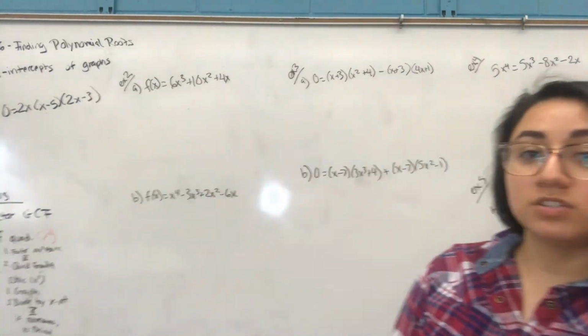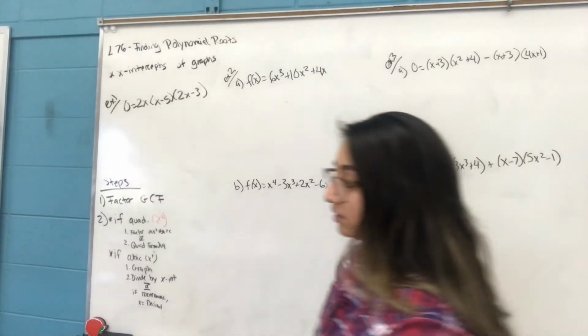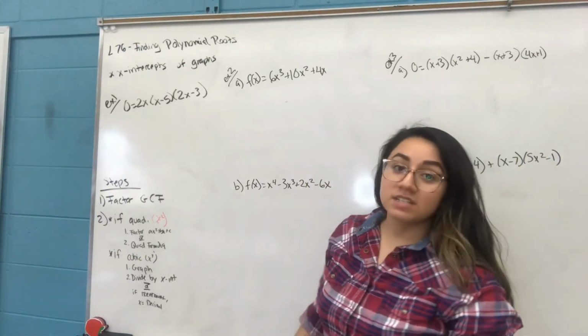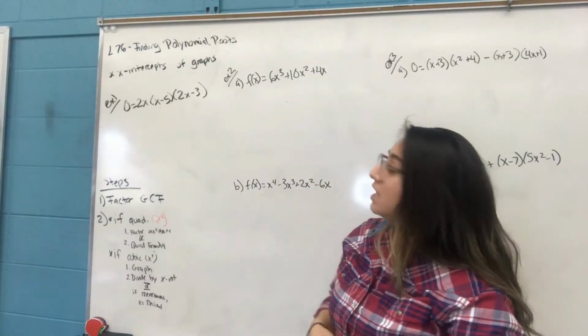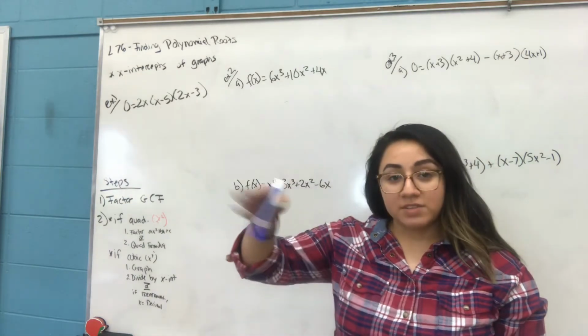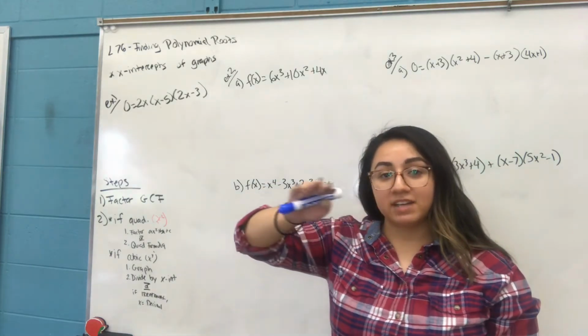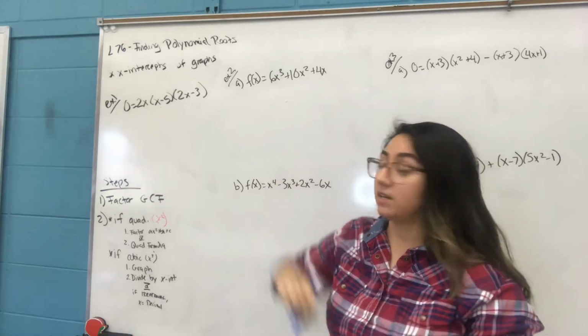Go ahead and turn your books to page 540, lesson 76, factoring polynomial roots. What roots mean is wherever that graph hits the x-axis, that's considered your roots here.